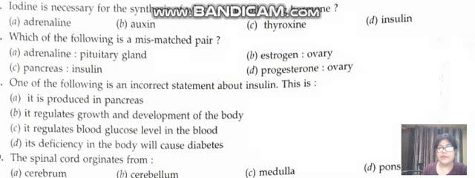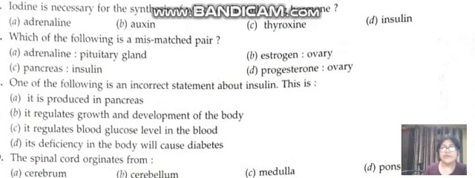Now next question we have, which of the following is a mismatched pair? That means which one is not rightly matched. So our answer for this is pancreas. From the pancreas insulin is secreted. Estrogen hormone is released in the ovary. Progesterone hormone is also released in the ovary. And adrenaline, it is the adrenal gland, not the pituitary gland. So it is wrong. So this is A, the first part is the wrong answer.